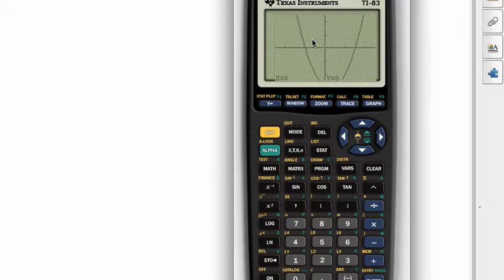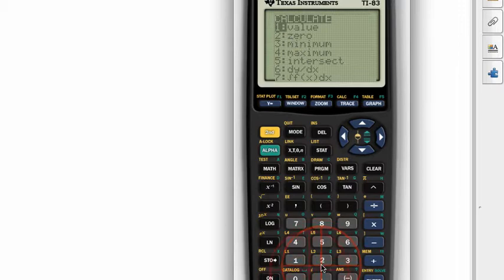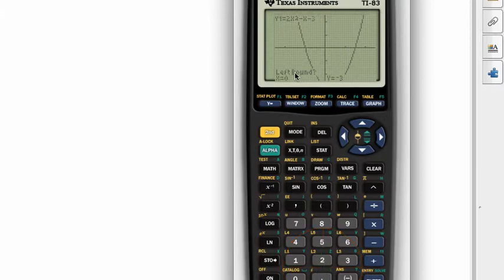But let's say you want exact. I don't know exactly what this one is over here. So to get exact, you're going to use that calculate button up there. So you're going to put second and then trace, because now I've got calculate. And what I want to calculate is the 0, right? We said another word for x-intercept is 0. So I put number 2 for 0, and it says left bound.